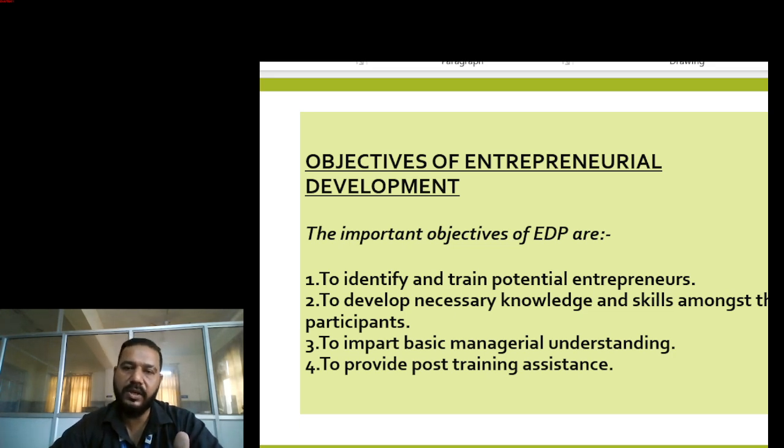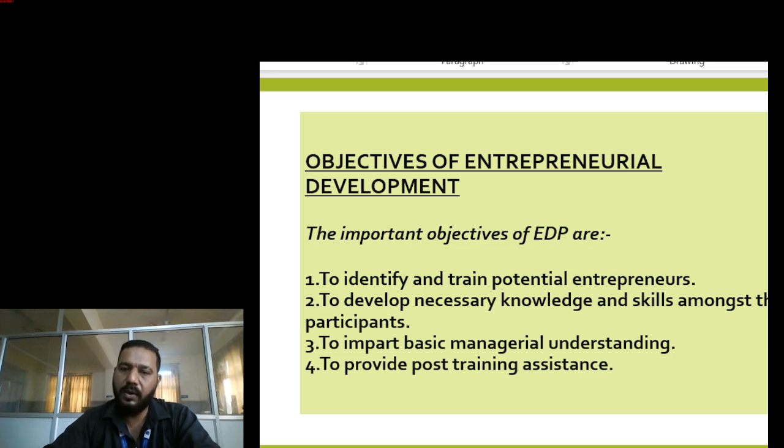The second objective that you are able to see on the screen is to develop necessary knowledge and skills among participants. It means the knowledge that is imparted in the program is given to the young entrepreneurs, or the persons who are enrolling themselves in this program.